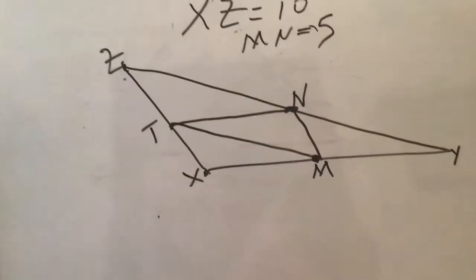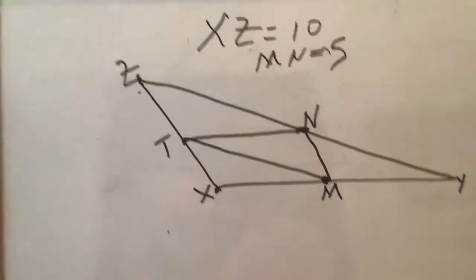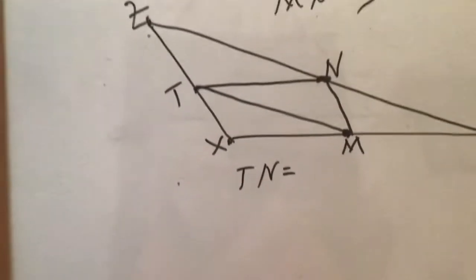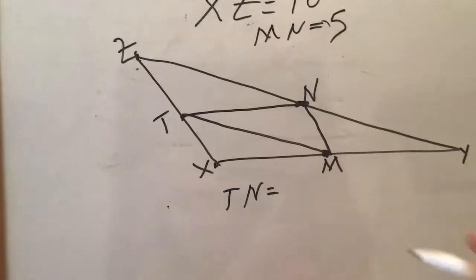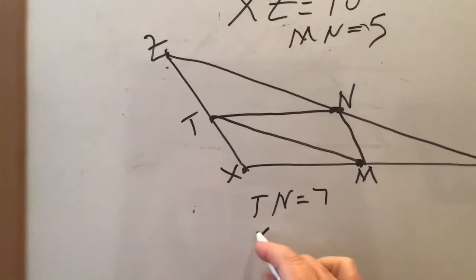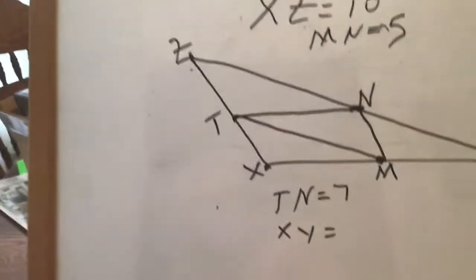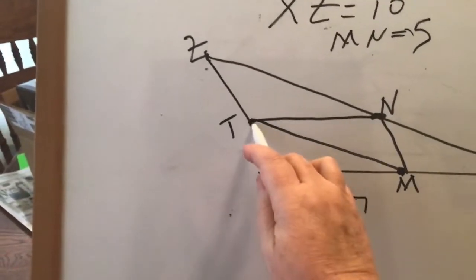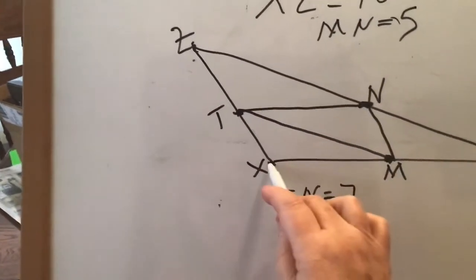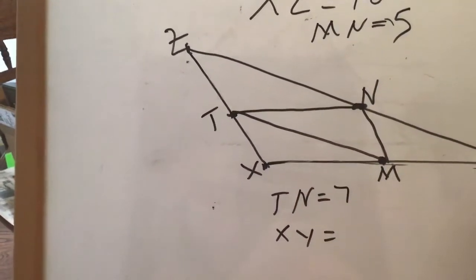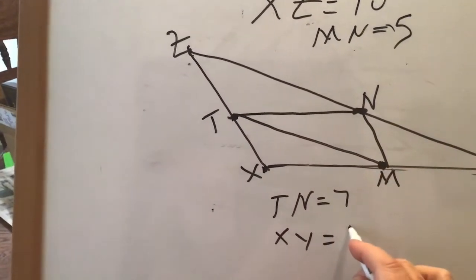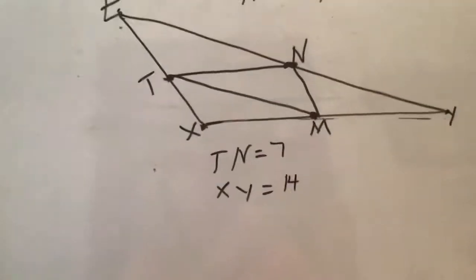Okay, so then the next question is, if TN equals 7, then XY equals... TN is from here to here, so that's the midpoint going this way, so it's going to be 1/2 of this bottom piece right here. So XY is going to equal twice TN, so it's going to be 14.